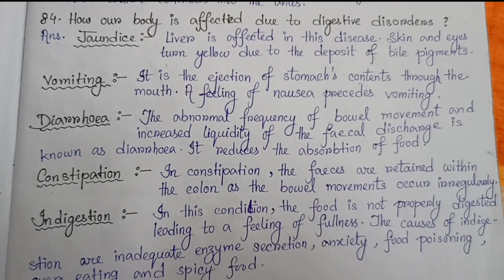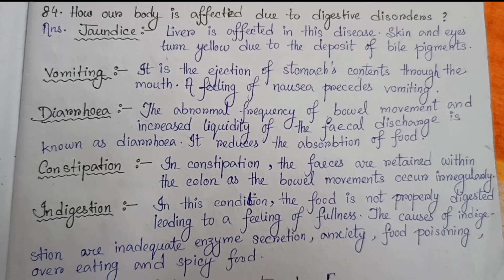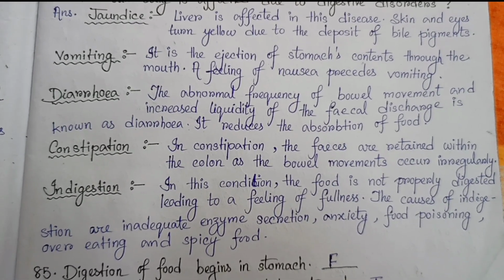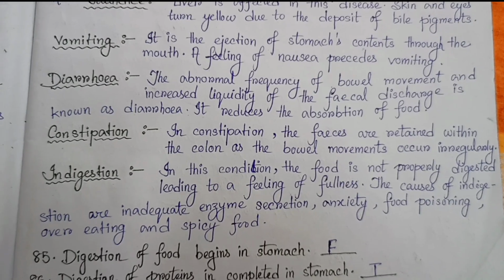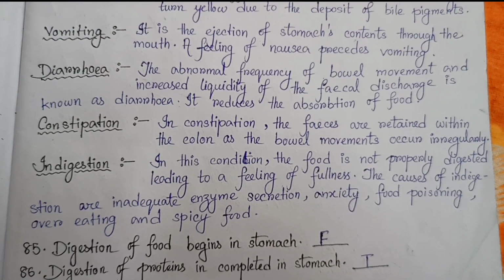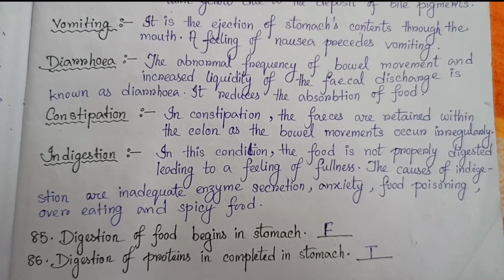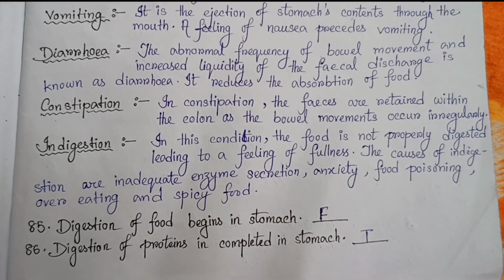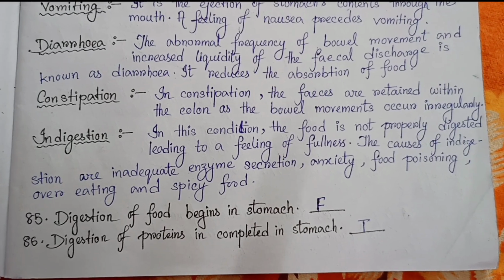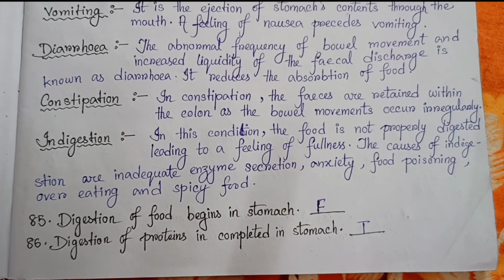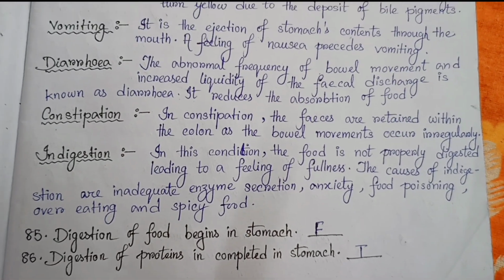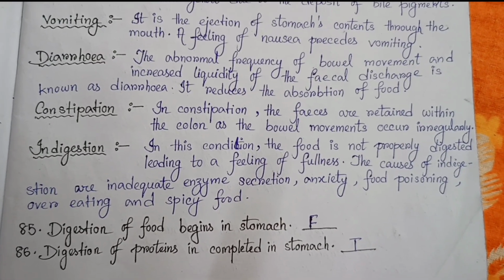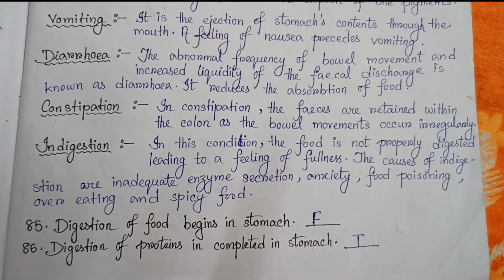Diarrhea. The abnormal frequency of bowel movement and increased liquidity of the fecal discharge is known as diarrhea. It reduces the absorption of food. Constipation. In constipation, the feces are retained within the colon as the bowel movement occurs irregularly. Indigestion. In this condition, the food is not properly digested, leading to a feeling of fullness. The causes of indigestion are inadequate enzyme secretion, anxiety, food poisoning, overeating, and spicy food.